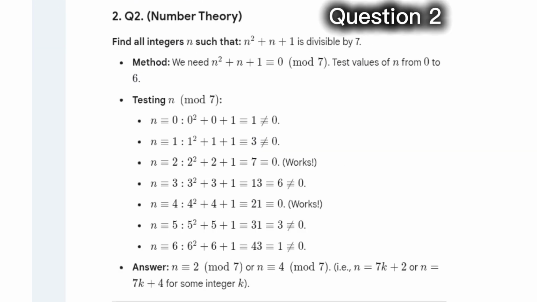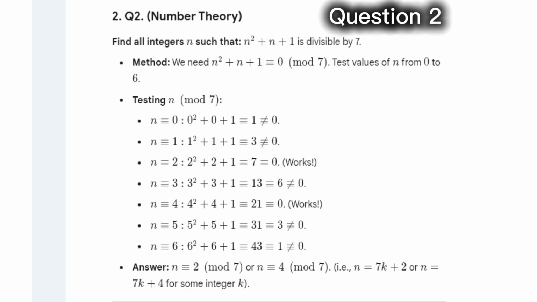Question 2. On number theory, we want to find all integers n such that n squared plus n plus 1 is divisible by 7. The goal: this means n squared plus n plus 1 must be congruent to 0 modulo 7. We only need to test the possible remainders when n is divided by 7, which are the numbers from 0 to 6.